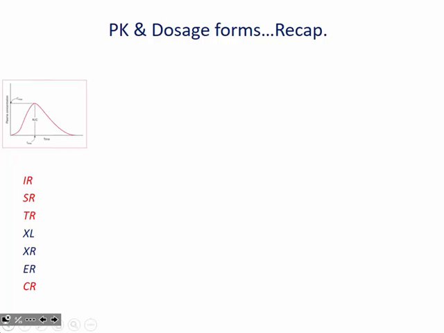So have you seen these kinds of abbreviations before? I'm sure you have seen them, right? So what does IR stand for? Immediate release, sustained release, timed release. All these are for extended release. Okay, CR for controlled release, right? So later today we'll see a controlled release formulation for a calcium channel blocker, and sometimes this is also called CD or controlled delivery.